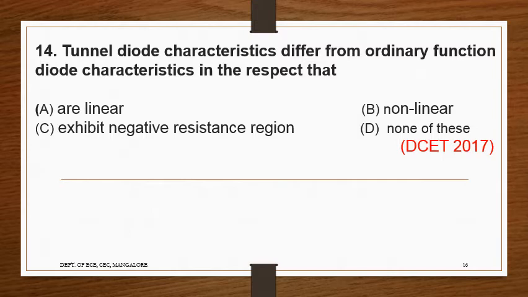Tunnel diode characteristics differ from ordinary junction diode characteristics in the respect that: A, they are linear, B, they are non-linear, C, they exhibit a negative resistance region, D, none of these.